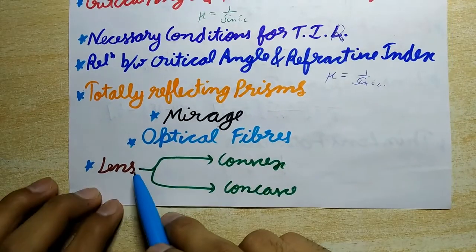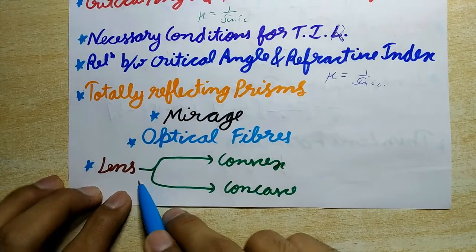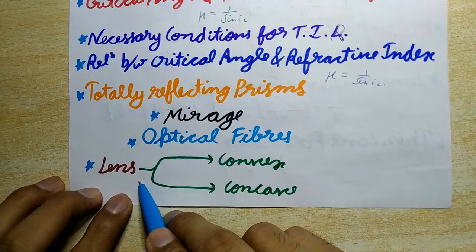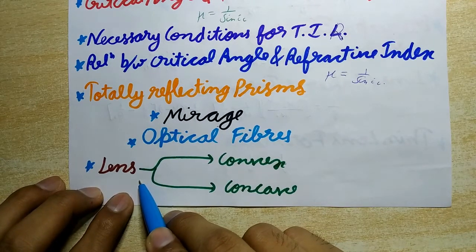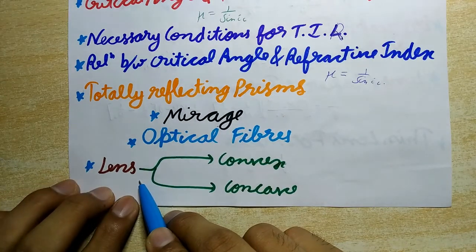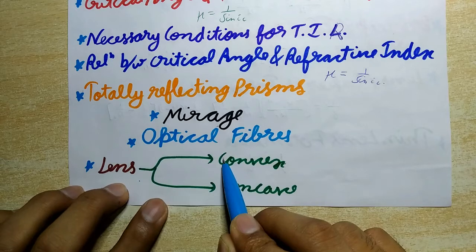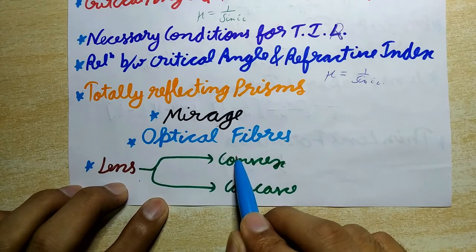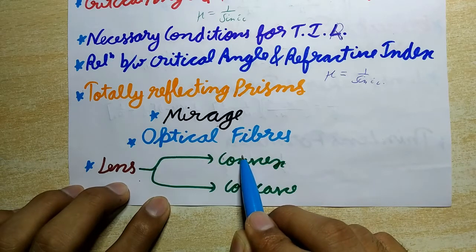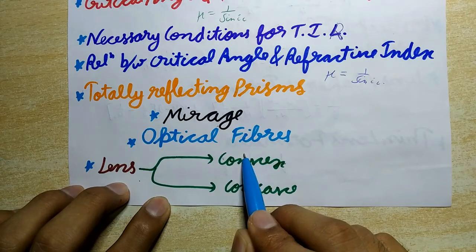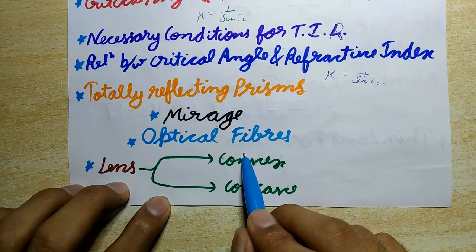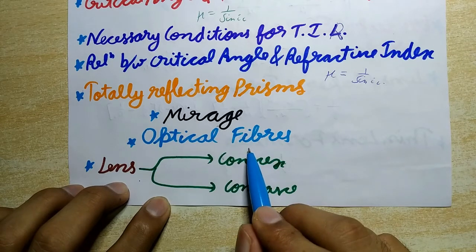Now next is lenses. A lens is a piece of refracting medium bounded by two surfaces, at least one of which is a curved surface. So first is the convex or converging lens. It is thicker at the center than at the edges. It converges a parallel beam of light on refraction through it. It has a real focus.